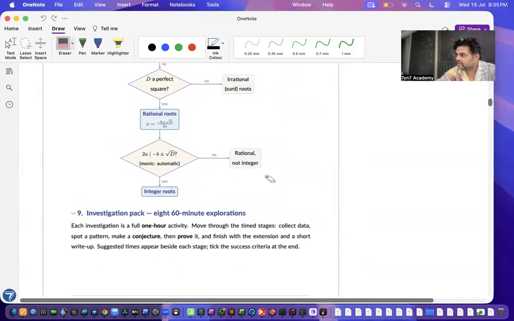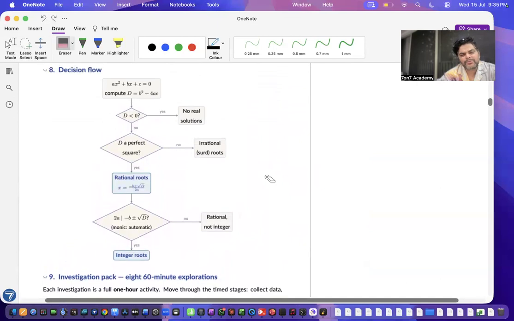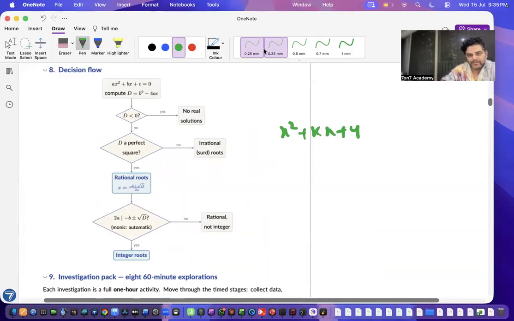Okay. So that's how it is. So should we memorize all of these? No, why will you memorize? Just get it in your mind. Just take the equation. If I have x square plus kx plus, suppose, 4, for what k values do you have integral roots? Tell me. Integer roots.